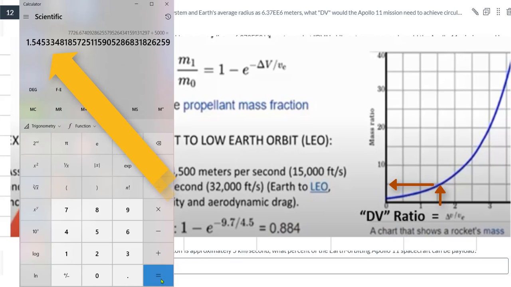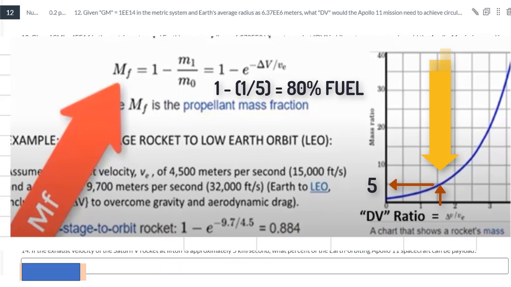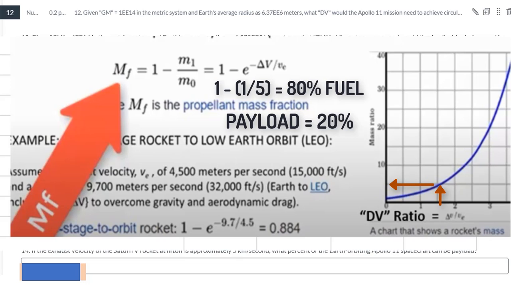I'll go to the dV ratio chart. 1.54 gives me 5 for mass ratio 1/5. So 1 minus 1/5 is 80% fuel, or 20% payload. And that's it.